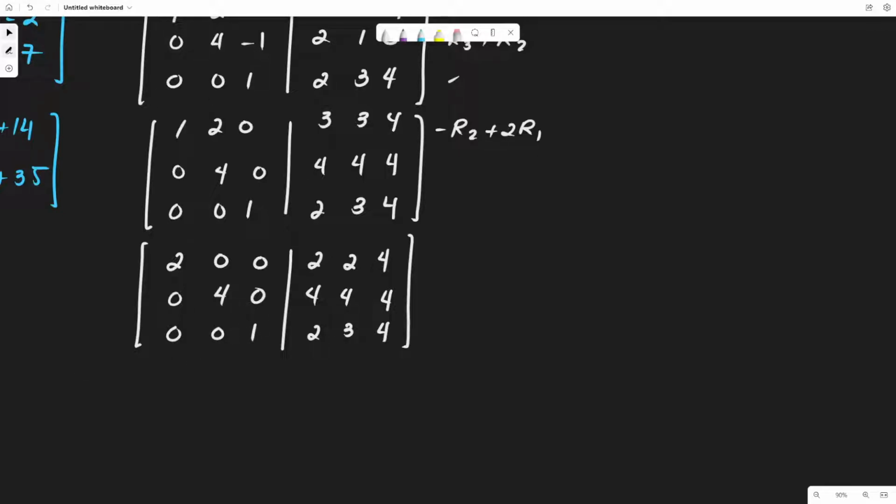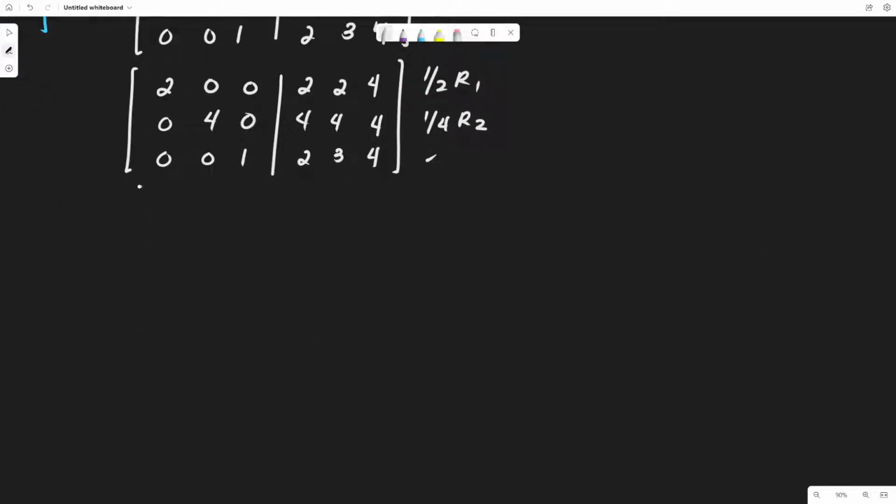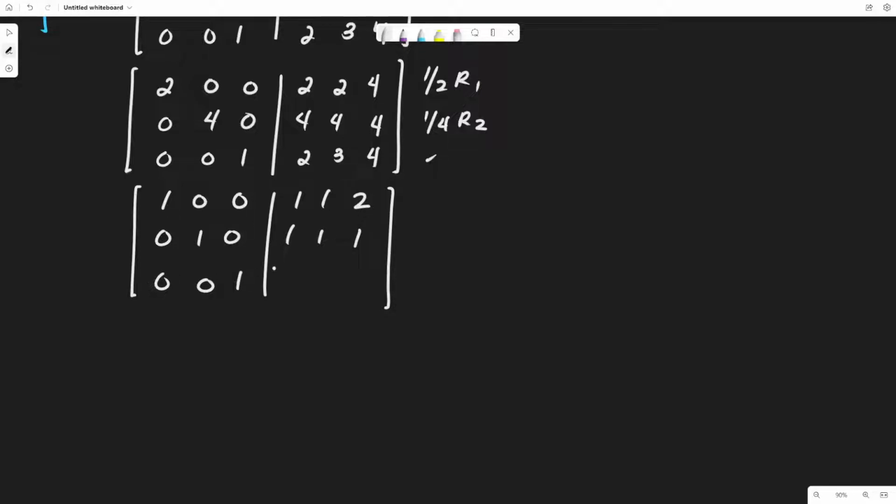So, we have here, divide lang natin sa mga coefficients na to. So, we have 1/2 R1, 1/4 R2. Yung R3 as is na lang kasi 1 naman na yan. So, makukuha na natin yung inverse ng 3 by 3 using Gauss-Jordan elimination. So, we have here 1, 0, 0. Divide mo lang sa 2 lahat yan: 1, 1, 2. Then divide mo lang sa 4 lahat: 1, 1, 1. Then ito as is na to: 1, 2, 3, 4. So, ito, no?